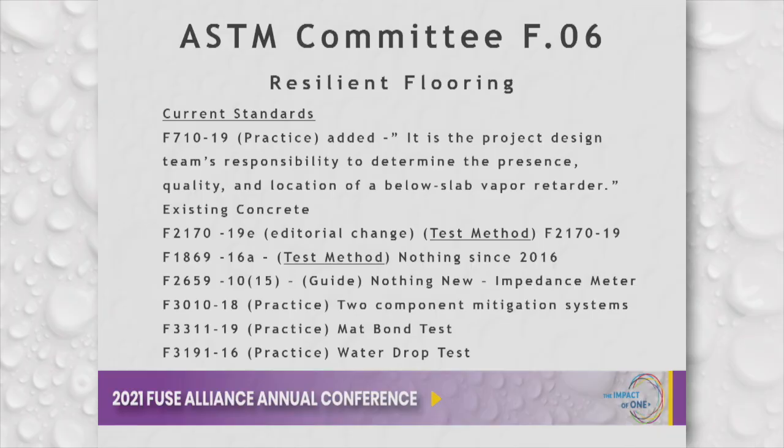So starting with ASTM Committee F6, just a quick review of the standards that are out there that affect your business and you should be aware of, and I would even recommend you likely have these in your library. First is ASTM F710-19. 2019 is the most recent version of this. It is a practice, and we added in this revision that it is the project design team's responsibility to determine the presence and quality and location of a below slab vapor retarder.